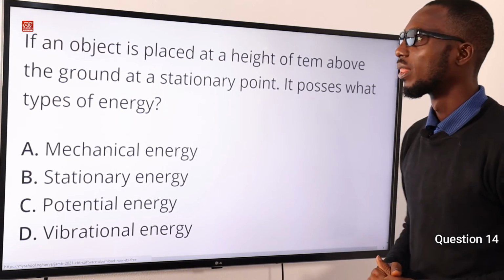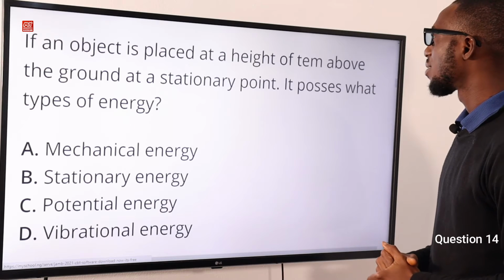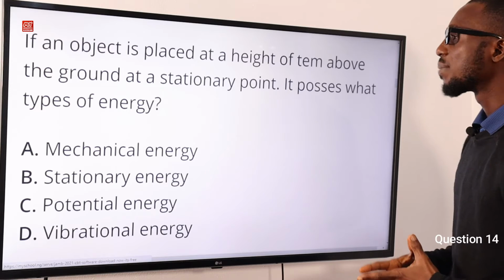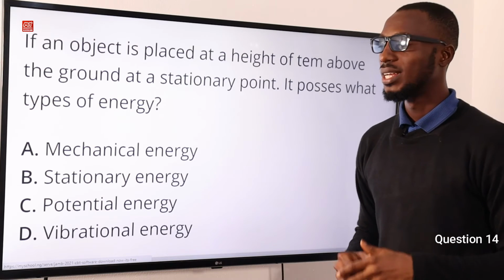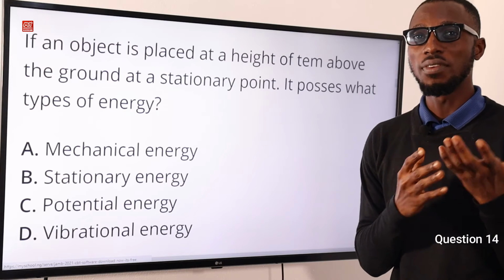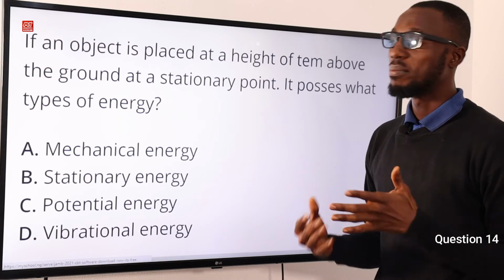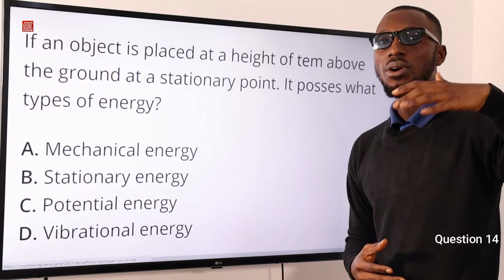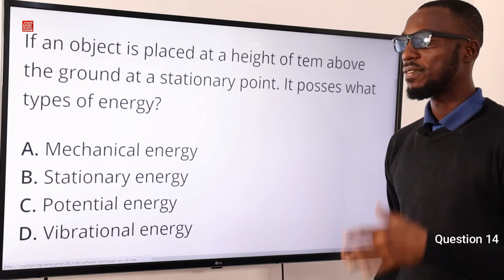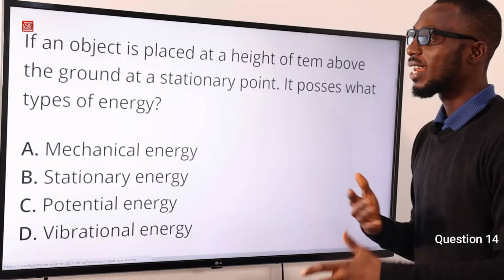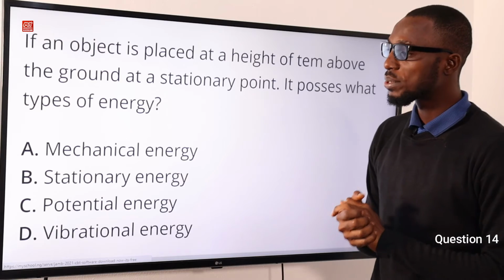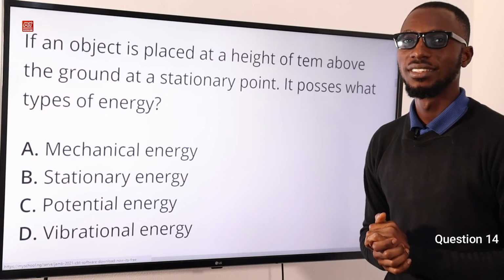Question 14. If an object is placed at a height of 10 meters above the ground, at a stationary point, it possesses what type of energy? That is potential energy, that's stored energy because of the virtue of the position of that object. So imagine you placing a particular item on a table, so if it's now allowed to move, then there's a free fall. So we are talking about potential energy, the energy stored due to the virtue of position. So the correct option is option C for potential energy.